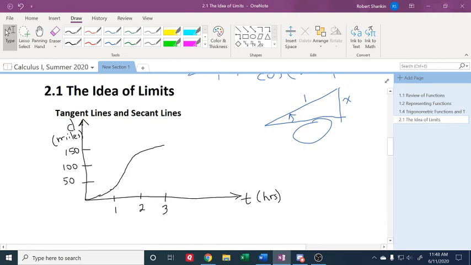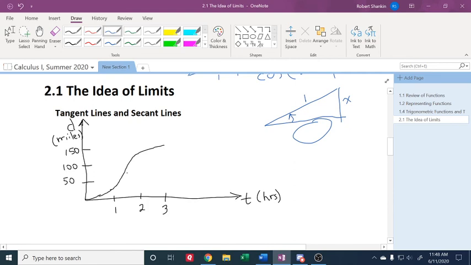All right, let me ask group 3. When is it going the fastest? I'd say around between 1 and 2 hours. Okay, and how did you decide that it was there between 1 and 2 hours? Because of the steepness of the curve of the line. That is correct.